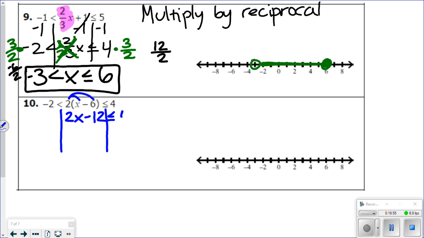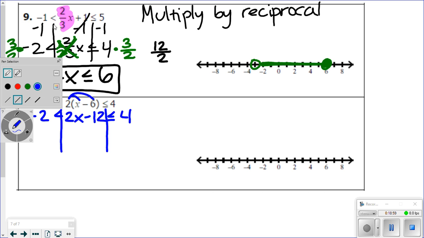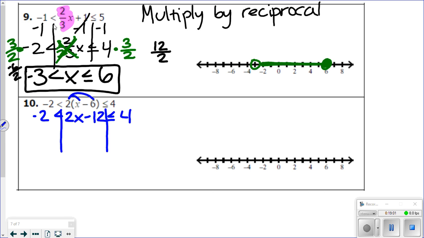Bring down your sign and 4, sign and negative 2. We want the 2x alone in the middle, so we're going to add 12. Whatever we do to one part, we have to do to all 3. So negative 2 plus 12 gives us positive 10. Sign, 2x. Sign, 4 plus 12 is 16.